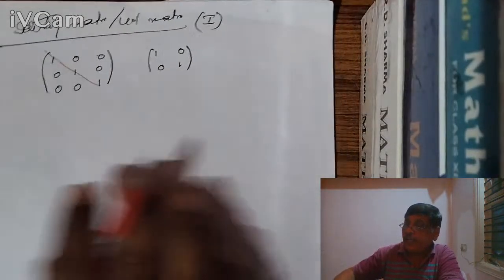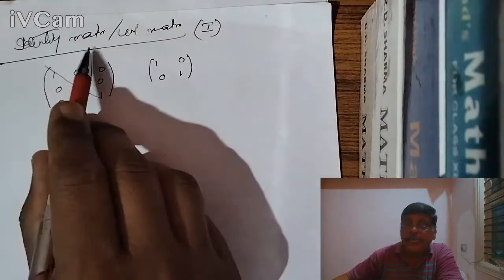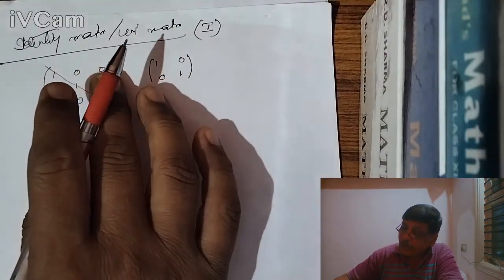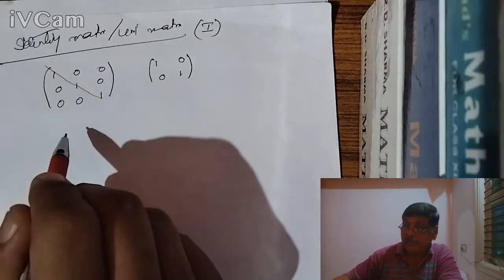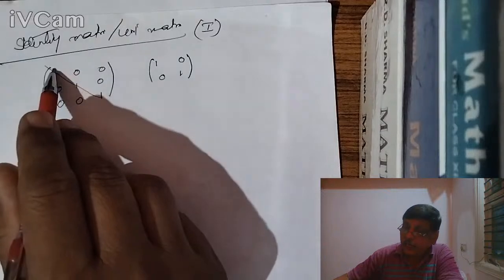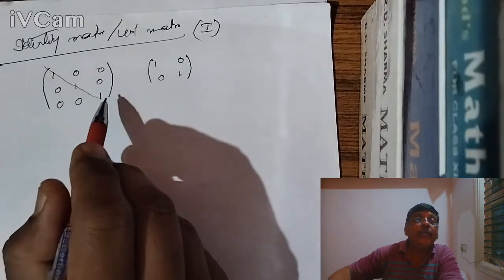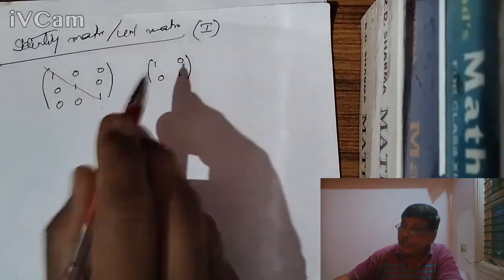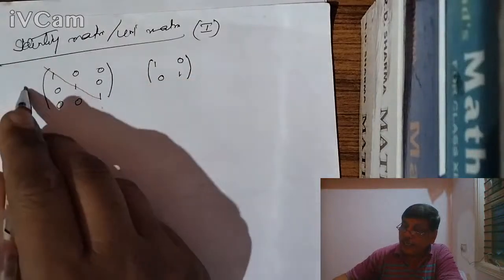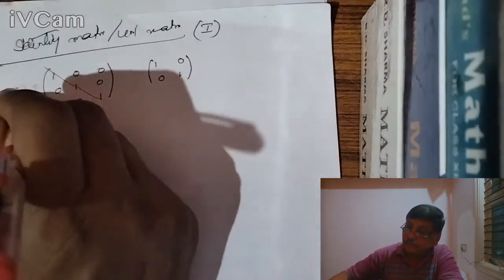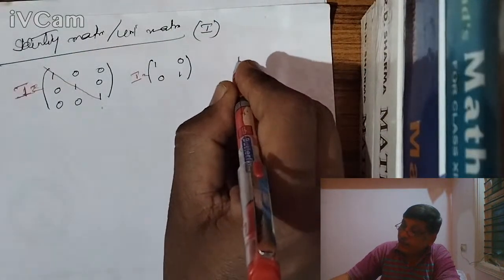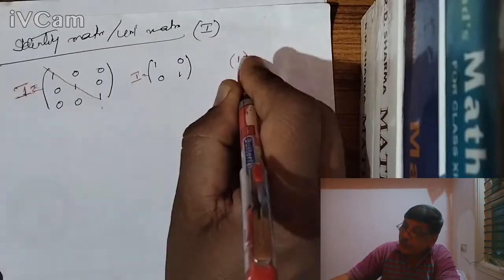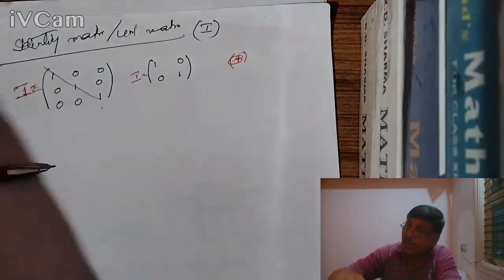Then how do we define it? We define an identity matrix as a square matrix, or a scalar matrix, in which the diagonal elements are unity. A matrix whose diagonal elements are unity is said to be an identity matrix, usually denoted by the letter I. Again here, only one element. This one is also an example of an identity matrix.